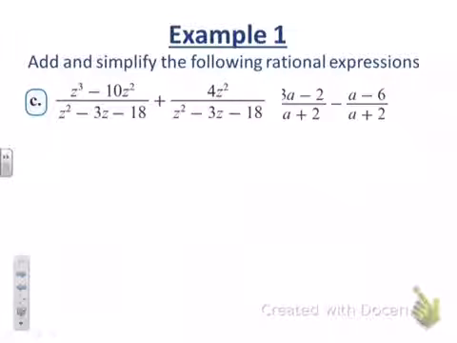Last example in this set, this one's a little bit more complicated, right? Z cubed minus 10z squared over z squared minus 3z minus 18 plus 4z squared over z squared minus 3z minus 18. Now, the denominators are the same again, so we can combine the numerators. That's the last problem.